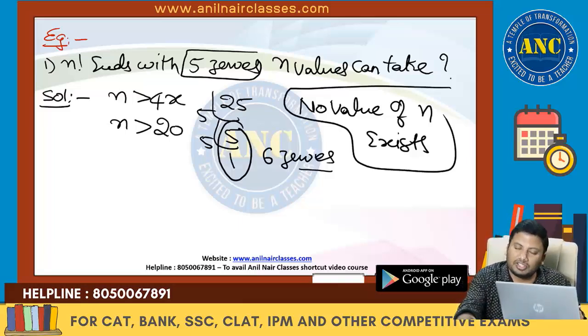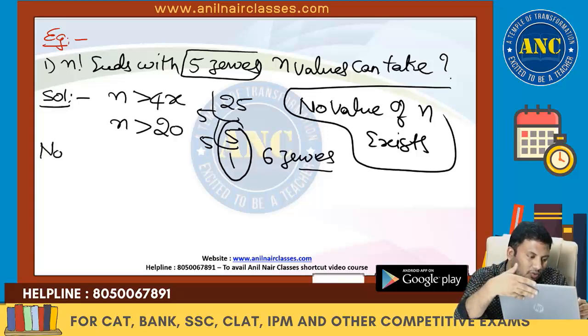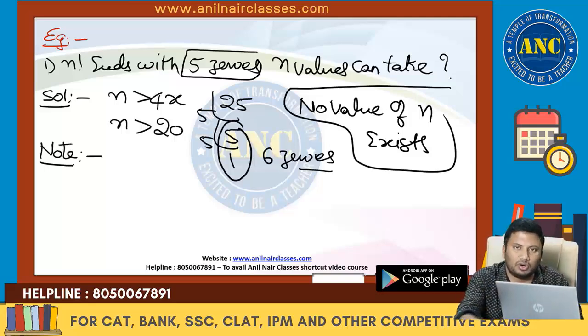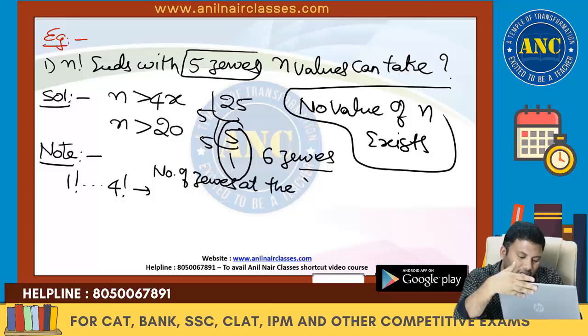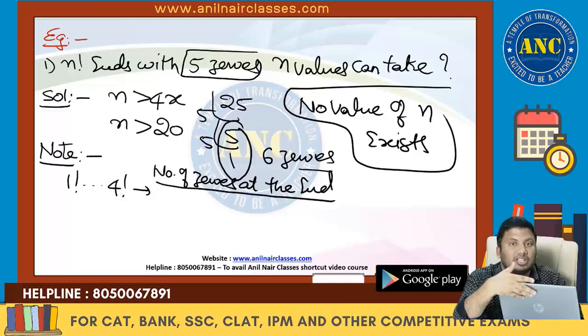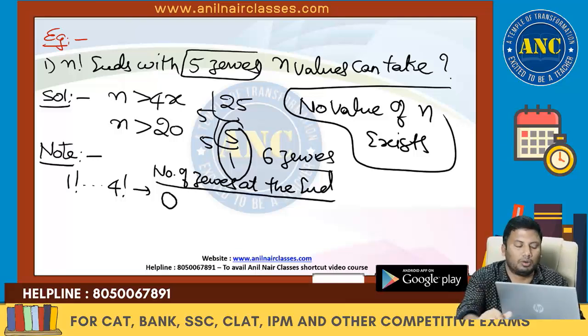No value of n exists for this question. N factorial ends with 5 zeros, n is greater than 4x, so n is greater than 20. The power of 5 will give you the number of zeros at the end for factorial based problems. Now, one important note. Based upon this note, you can solve from 1 factorial till 4 factorial. The number of zeros at the end is nothing but the highest power of 5. From 1 to 4, there are no powers of 5.